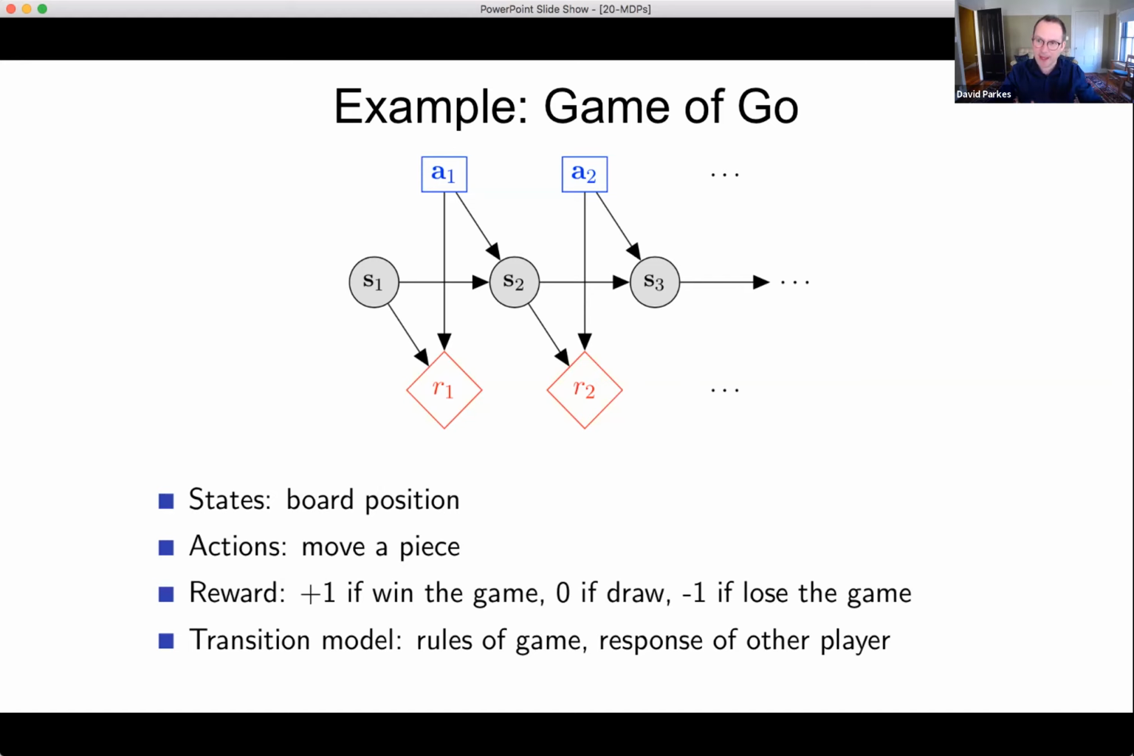You can think that you have to act for a long time without getting rewards that guide your learning problem. And that's one of the things, this kind of notion that rewards might be pushed into the future, is one of the things that makes reinforcement learning a challenging problem. In this case, the transition model that describes how states become new states would be a combination of the rules of the game and the response of the other player.